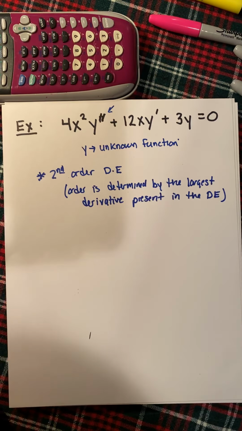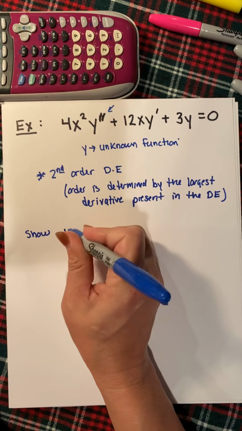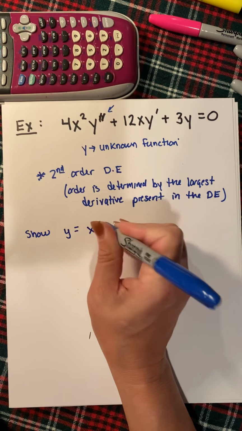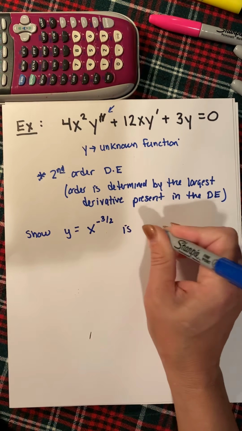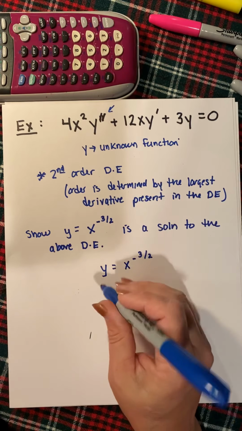Y is considered our unknown function. So let's show, I'm going to tell you a solution, show y equals x to the negative 3/2 is a solution to the above differential equation. All right, well, we start with our unknown function, y equals x to the negative 3/2. We need to find its derivative and its second derivative.